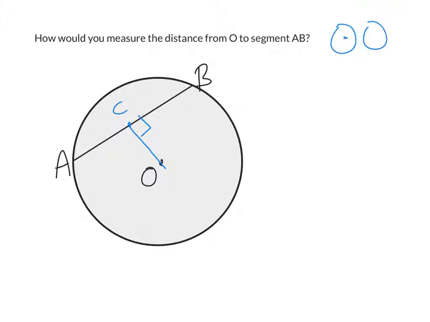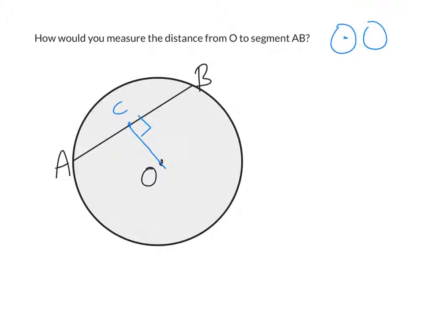The way we would measure from O to AB, the distance from O to AB, is measured so that it's perpendicular to that chord. Remember, that's chord AB. All right, so that's how we're going to measure distance. If I say something is the distance from O to AB, it's assumed or inferred that it's perpendicular to it. Okay.